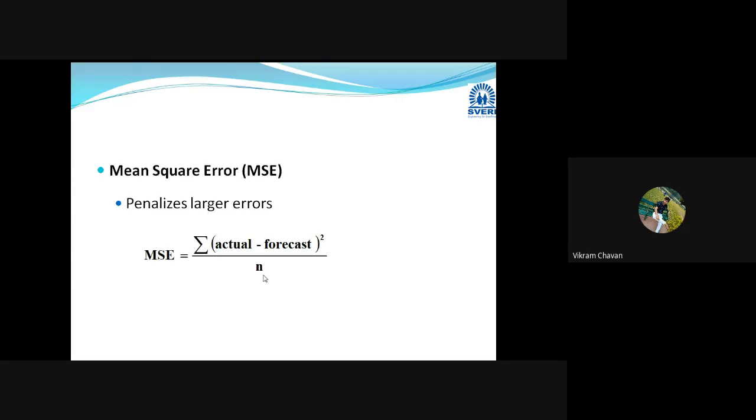Next, the following type of error is root mean square error. Root mean square error is RMSE. You can write it: if you have written the mean square error, then write down the next type, root mean square error. RMSE is equal to the square root of MSE, that is, the square root of mean square error.